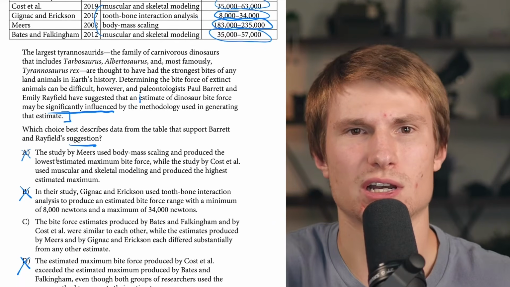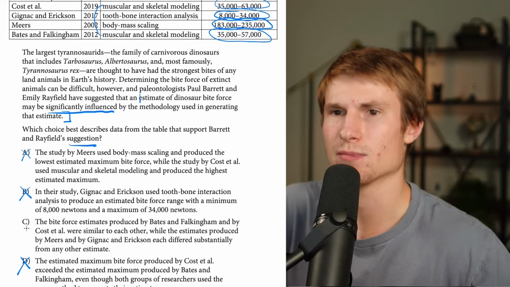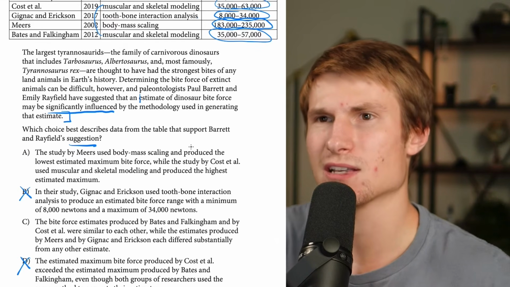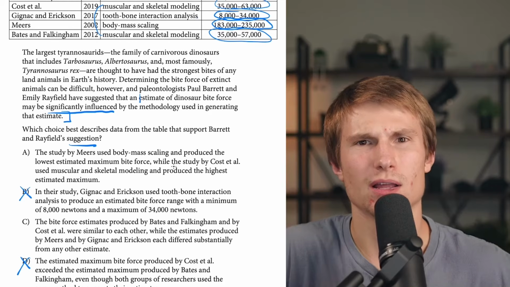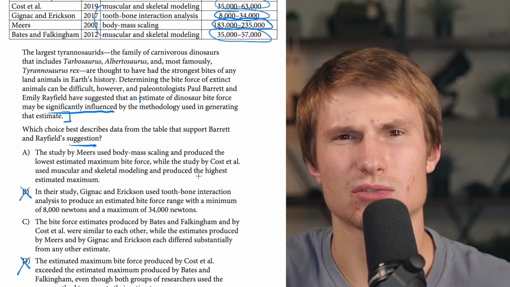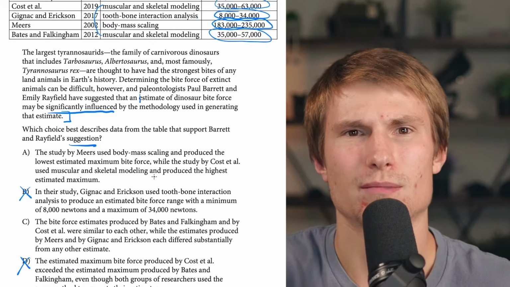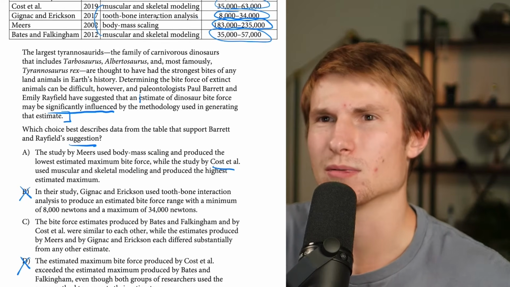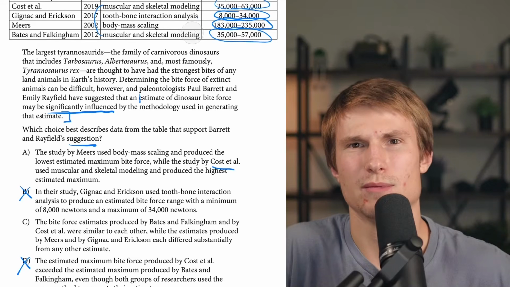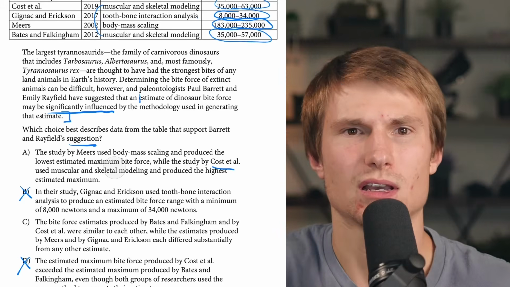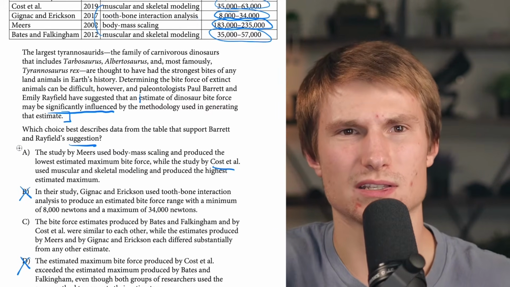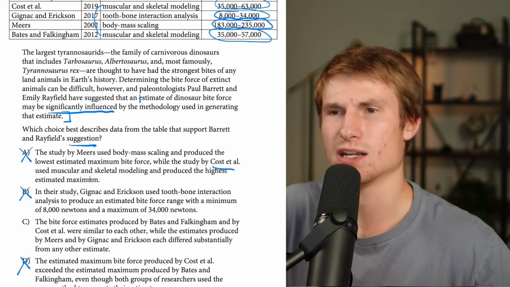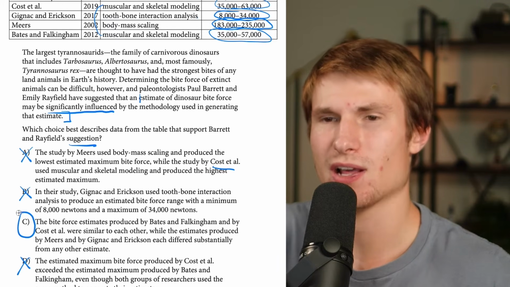I will quickly touch on why A has to be wrong as well, since none of these gave the metrics. The study by Mears used body mass scaling, and we see Mears did use body mass scaling, while the study by Costa L used muscular and skeletal modeling and produced the highest estimated maximum. Ultimately we're claiming that Costa L produced the highest maximum. That's not true. The Costa L one produced 63,000. Mears was the one that actually had the highest estimated maximum. It's just not factually accurate according to the data, so we can get rid of A. Our answer would have to be answer choice C.